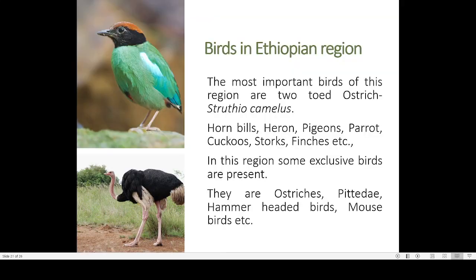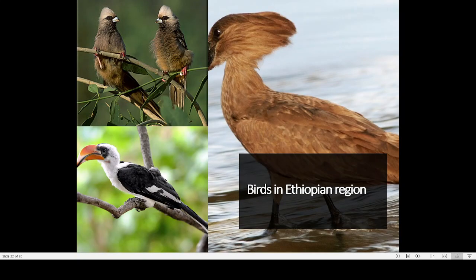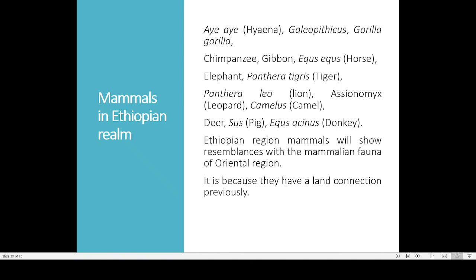Then a lot of types of birds are also present in the Ethiopian realm. We have Struthio camelus, the ostrich, the most important bird, common in Africa. Then many birds like hornbills, which are common in Kerala, herons, pigeons, parrots and cuckoos are all present in the African region, and then there are hammer-headed birds and mouse birds. These are the hammer-headed birds. This is the mouse bird. This is the hornbill. So these different types of birds are also present in the Ethiopian realm, or the African region.